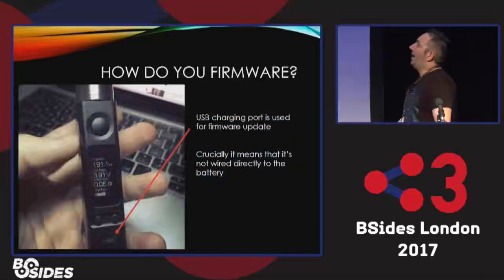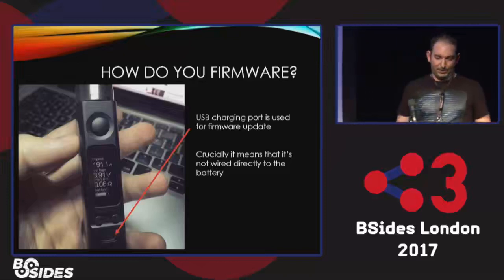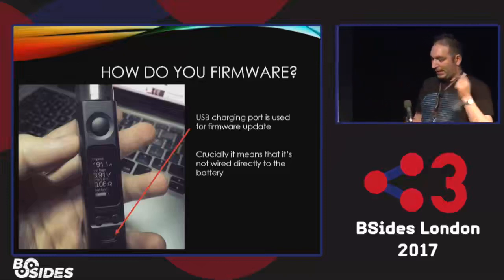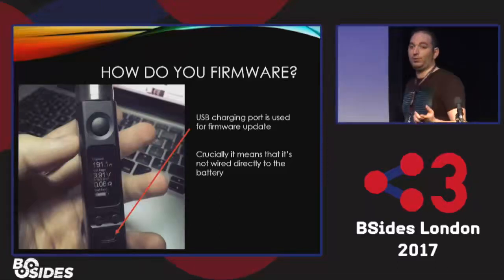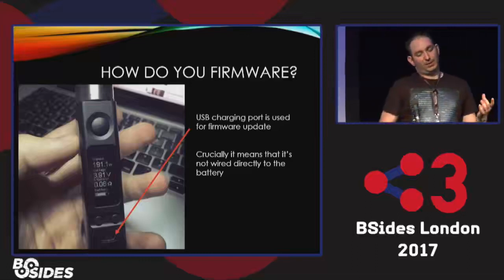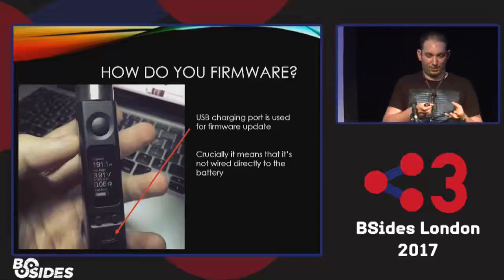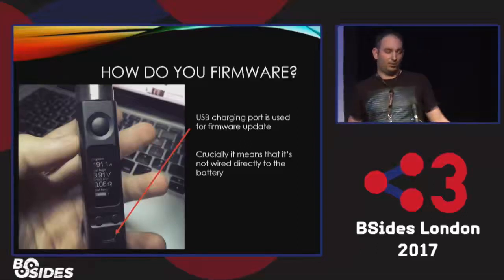So how do you update the firmware? Well, use the USB charging point. You get the Windows binary, double-click on it, and it says plug in your USB cable. You hit go, and it squirts the latest firmware over it. This is really useful, because if it didn't have this functionality, if the USB port was hardwired to the battery, we wouldn't be able to do anything more, so it'd be pointless.